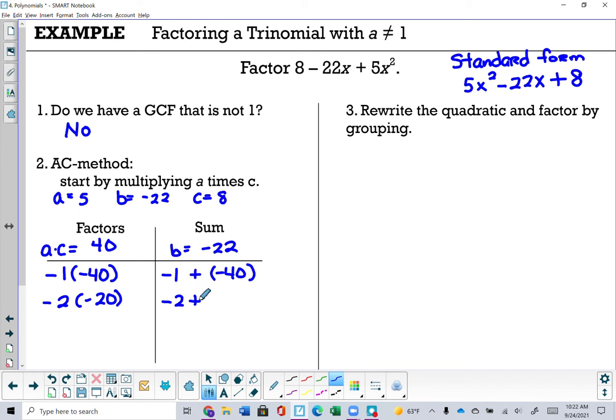-2 plus -20 is -22. That's exactly what we want. So we found the winner.